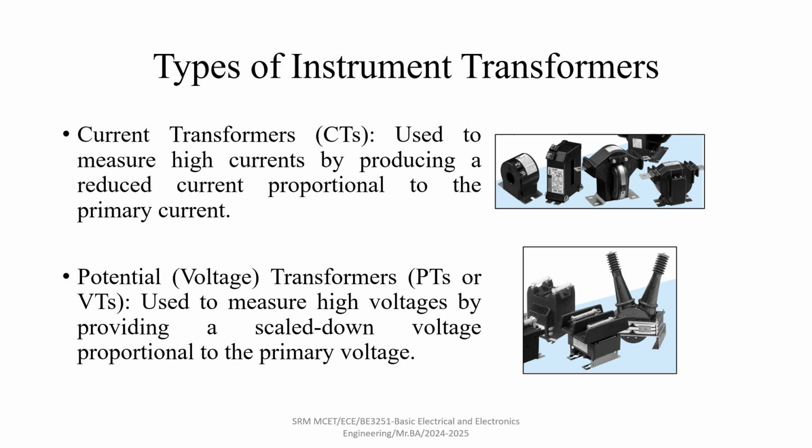In the case of a potential transformer, it is used to measure high voltages. These high voltages can be scaled down to manageable voltage levels. These manageable voltage levels are always proportional to the primary voltage level. So these are the main types, current transformers and potential transformers. Now we are using them in all our heavy power consumption as well as power delivery circuits.